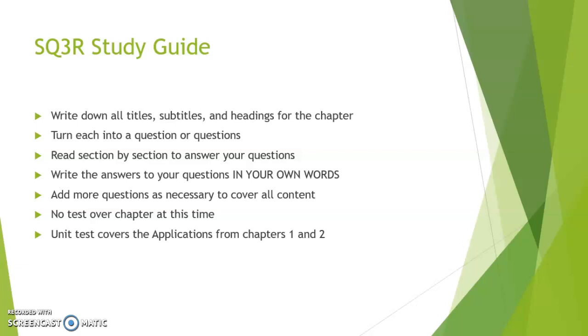Then for Chapter 2, we'll do an SQ3R study guide again. But this time, there won't be a document that'll start you out. You'll open up a blank document and you'll write the titles, subtitles, and headings yourself. You'll turn each into a question. You'll read, and then you'll write the answers to the questions in your own words. Again, you don't need to review Chapter 2 because you won't be tested over Chapter 2 either.